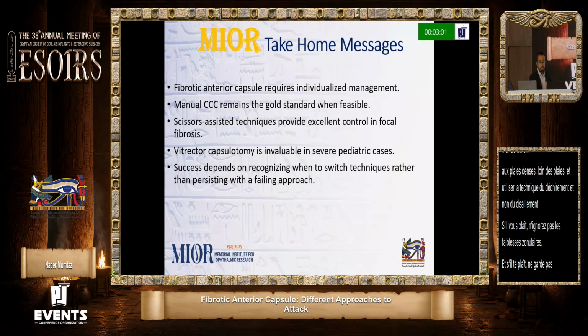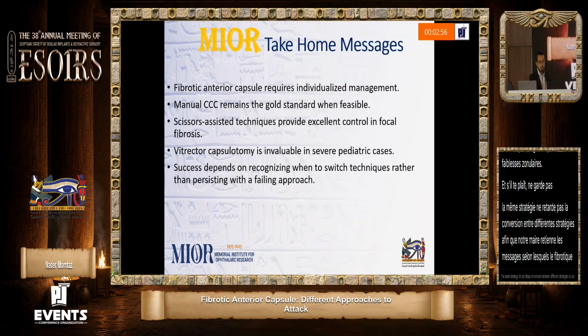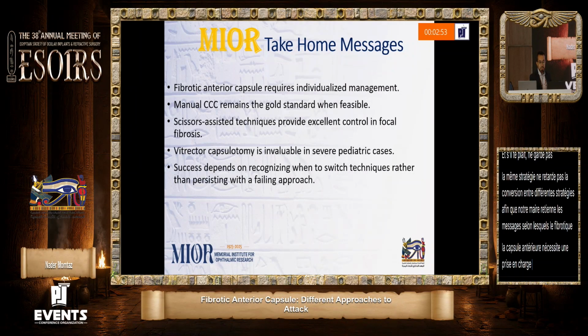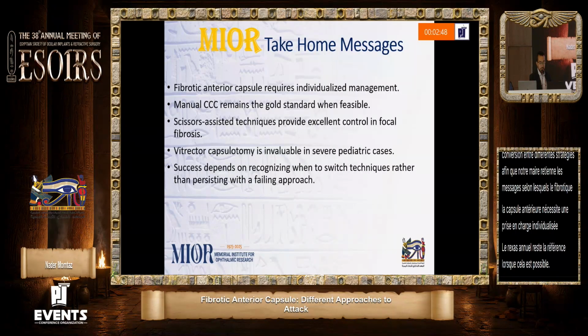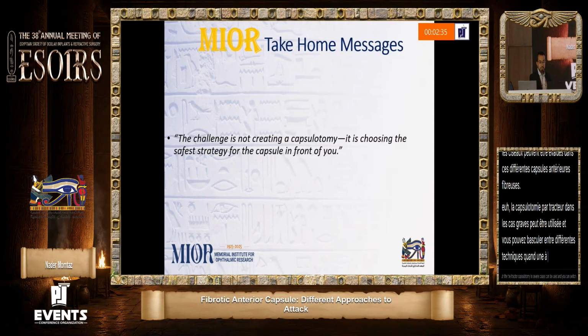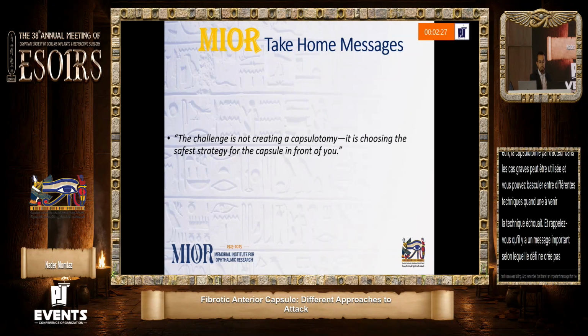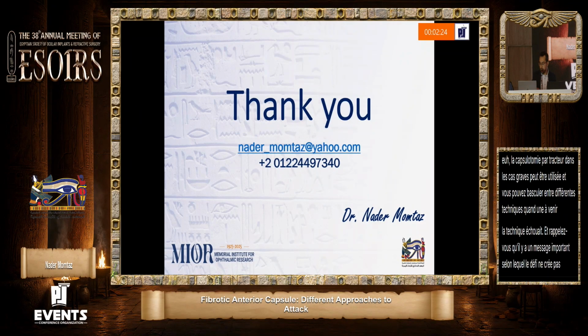So our major take-home messages: the fibrotic anterior capsule requires individualized management. Manual rhexis remains the gold standard when feasible. Scissors can assist in these different fibrotic anterior capsules. The vitrector capsulotomy in severe cases can be used, and you can switch between different techniques when one technique is failing. And remember the important message that the challenge is not creating a capsulotomy, it's choosing the safest strategy for the capsule in front of you. And thank you so much.